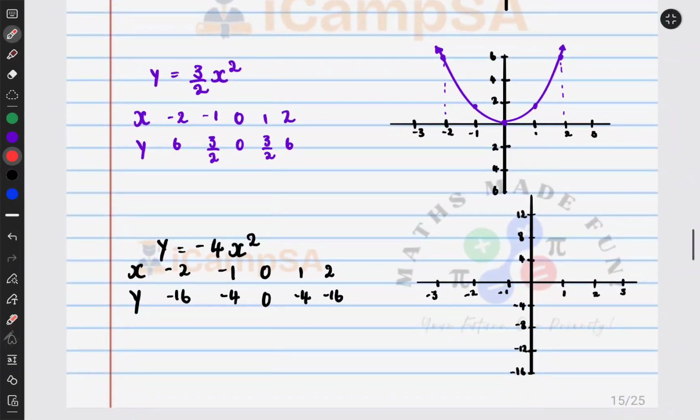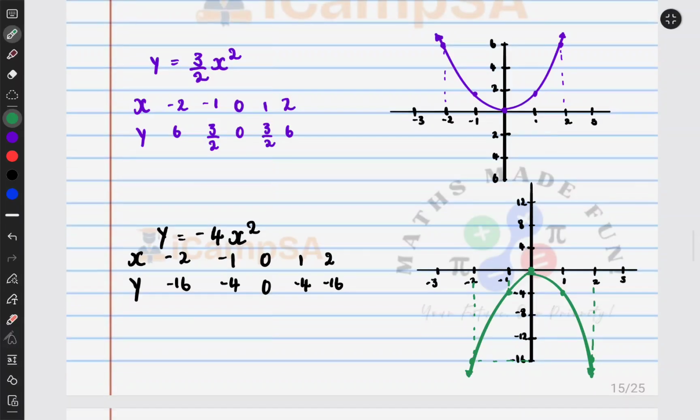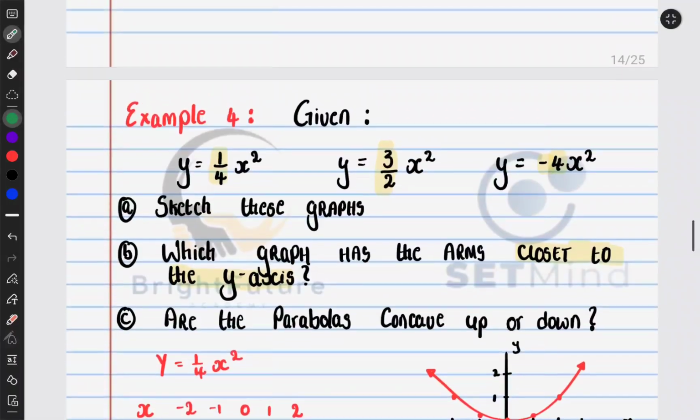Okay, for the last one, let's use green. So let's plot. -2 goes with -16, so we're going to have a point there. And -1 goes with -4, so we have a point here, and 0 and 0, and then we have 1 and -4, and 2 and -16. That is our function. We join our function there and there, and it's facing down.